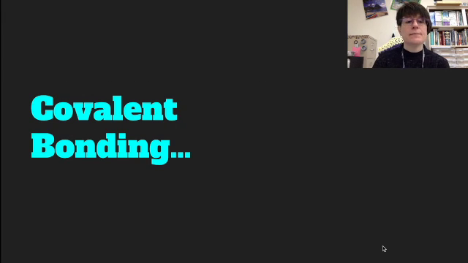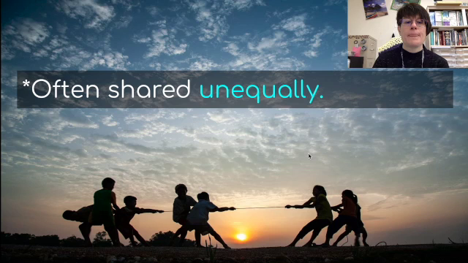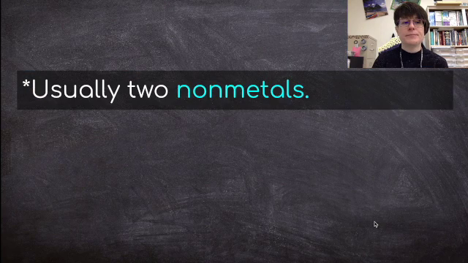So covalent bonding. Some of these things we've already talked about, so some of it is a review and some of it is not. First of all, in covalent bonding, one or more electrons are shared between atoms of similar electronegativity. So again, I'm using the puzzle pieces to show that sharing in the region between them. They are often shared unequally because one atom will have more of a pull on the electrons than the other because it will have a higher electronegativity. It's usually two nonmetals.